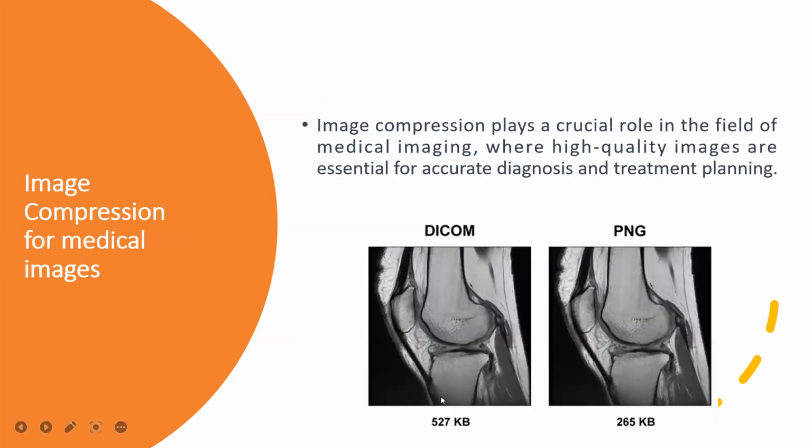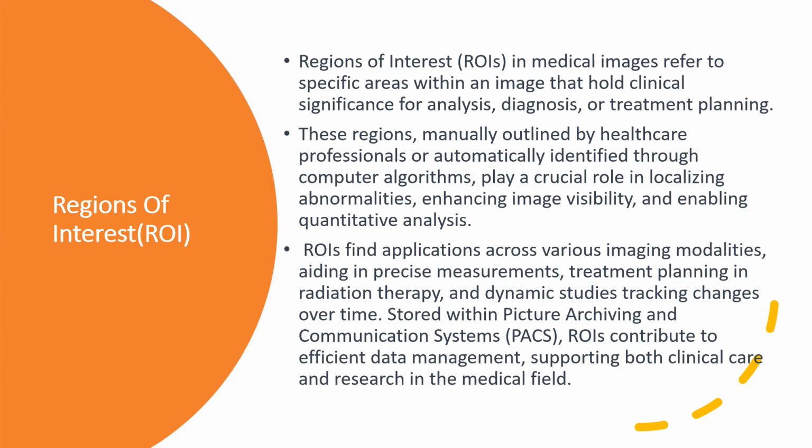As I said before, the doctor wants to look only at this position, which is the region of interest. The other parts are not essential for deciding the treatment for the patient. So these regions, manually outlined by healthcare professionals or automatically identified through computer algorithms, play a crucial role in localizing abnormalities, enhancing image visibility, and enabling quantitative analysis. These ROIs find applications across various imaging modalities, aiding in precise measurements, and are also stored within picture archiving and communication systems.